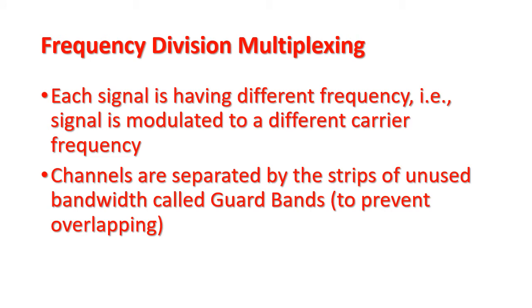Each signal has a different frequency, i.e. each signal is modulated to a different carrier frequency. This is the principle of modulation. Channels are separated by strips of unused bandwidth called guard bands to prevent overlapping. Guard bands act as a kind of buffer between adjacent frequencies to make sure no interference will happen between them.